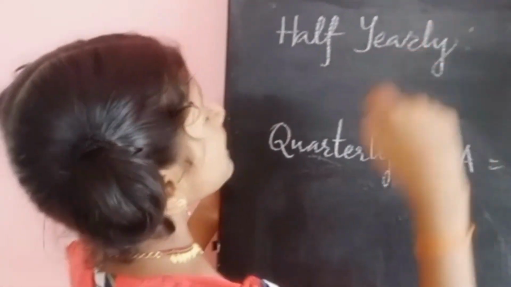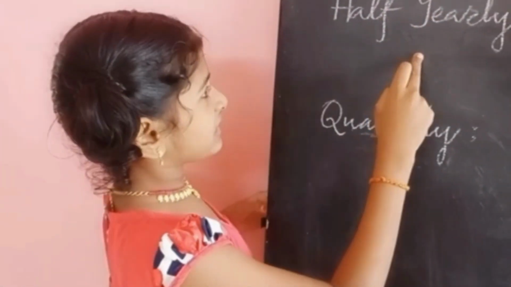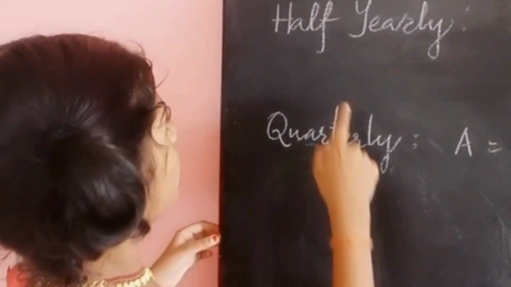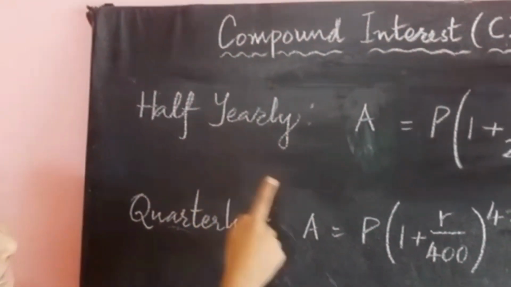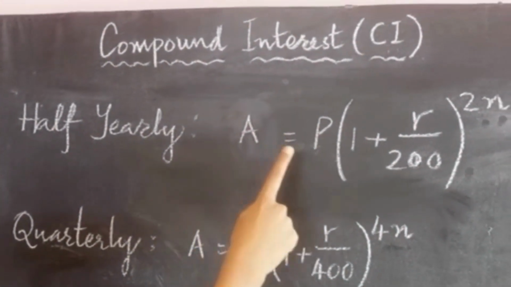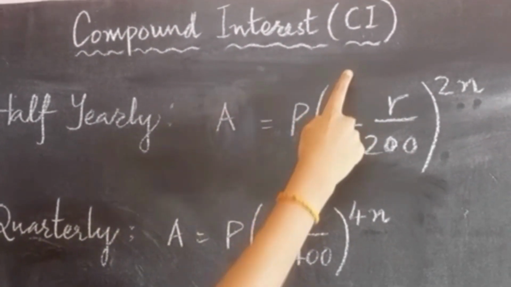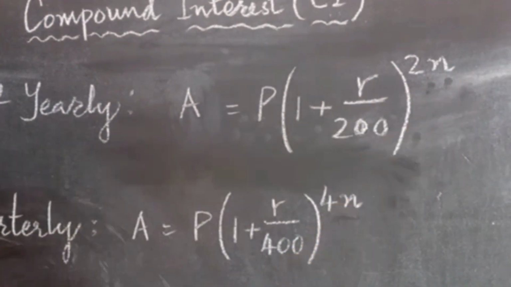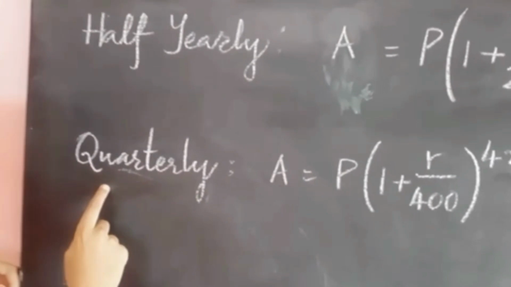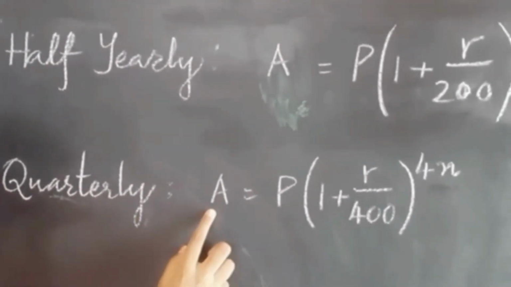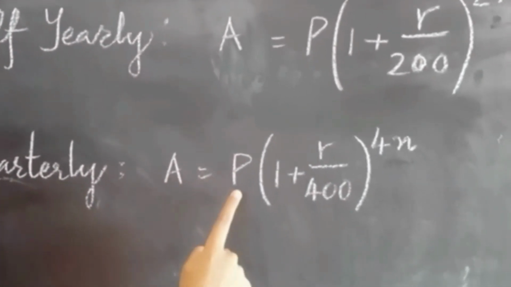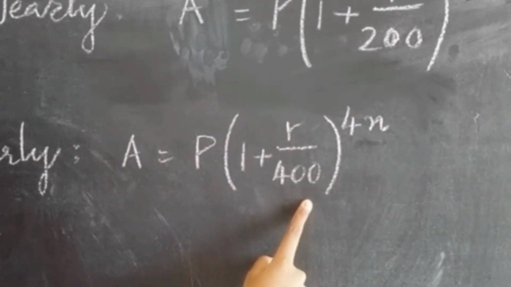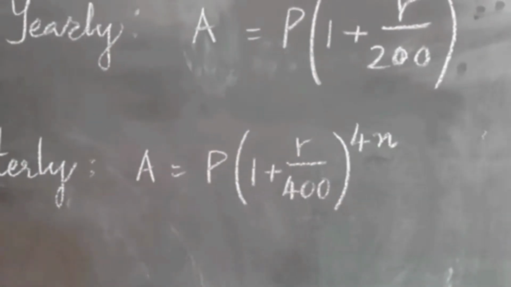Compound interest can be calculated yearly, half yearly, and quarterly. So for calculating half yearly, the formula is A equals P(1 plus R by 200) whole power 2n. And for calculating quarterly, the formula is A equals P(1 plus R by 400) whole power 4n.